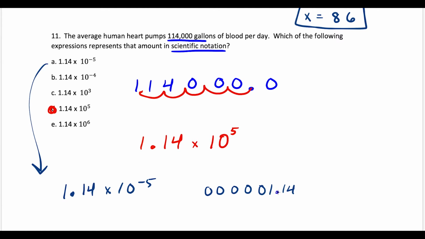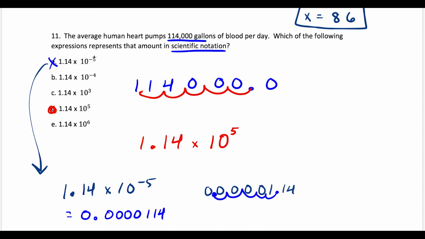So then here I would take this and I would go 1, 2, 3, 4, 5, and I would place the decimal here. So this is actually equal to 0. We'd have 4 zeros after the decimal. Then we would have 114. That's why it's not choice A.